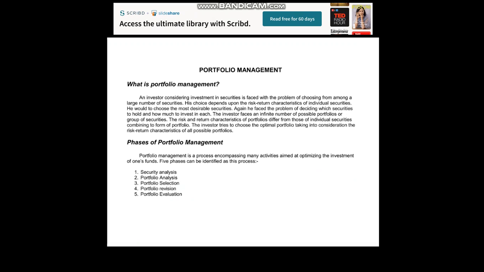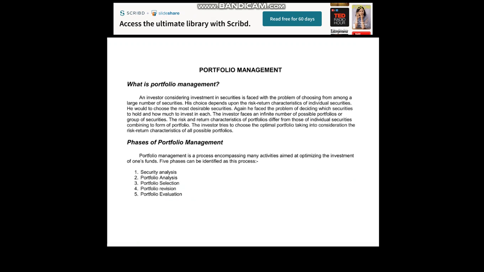Today we will discuss our topic, which is portfolio management. What is portfolio management? An investor considering investment in securities is faced with the problem of choosing from among a large number of securities. His choice depends upon the risk return characteristics of individual securities. He would choose the most desirable securities.